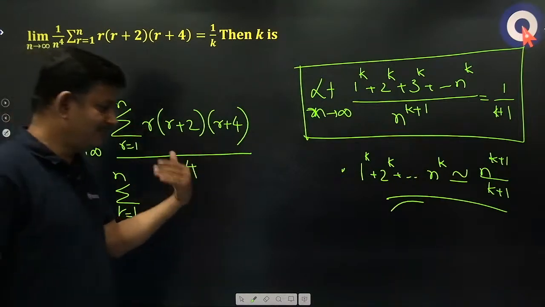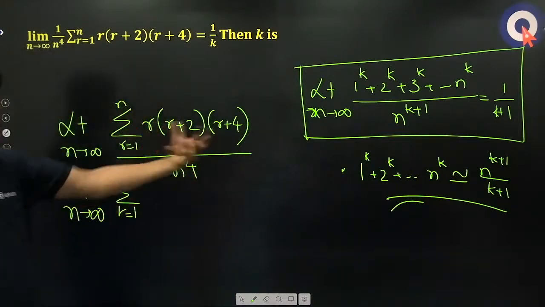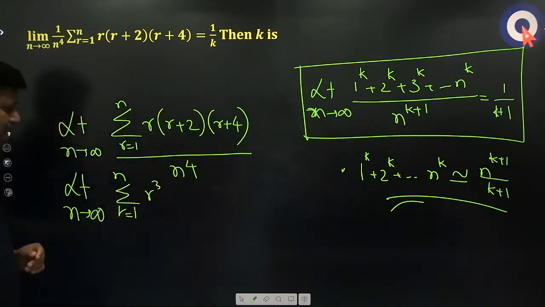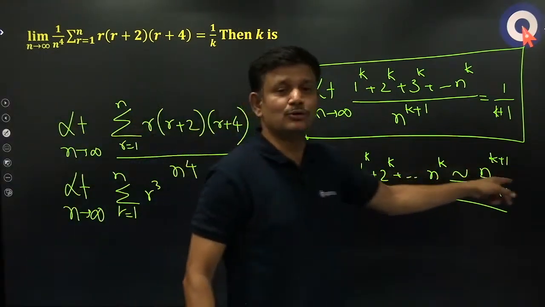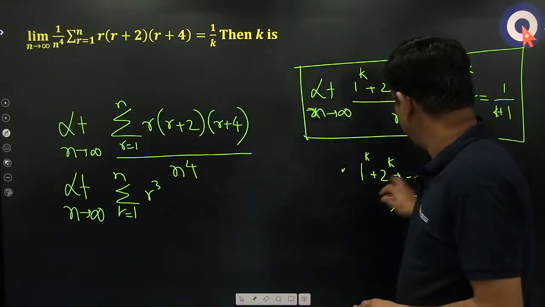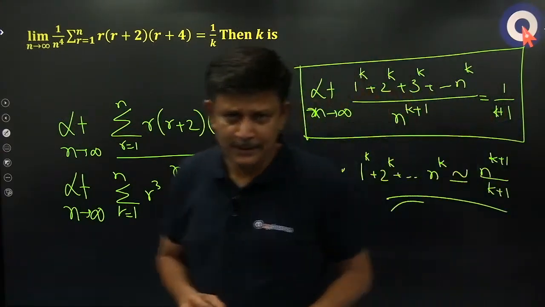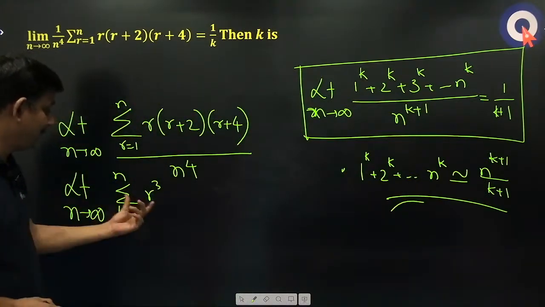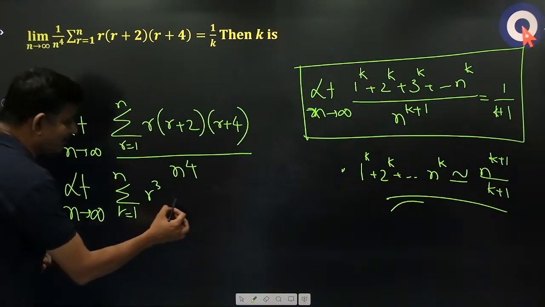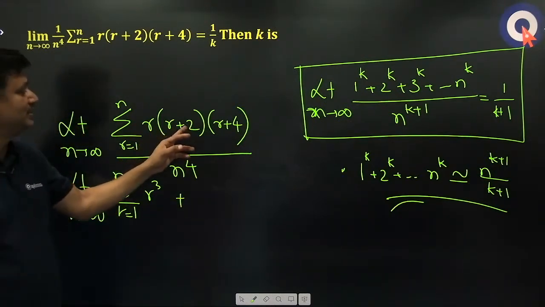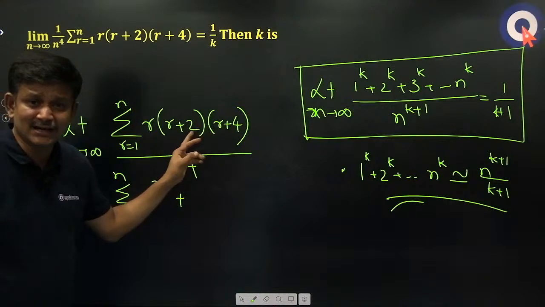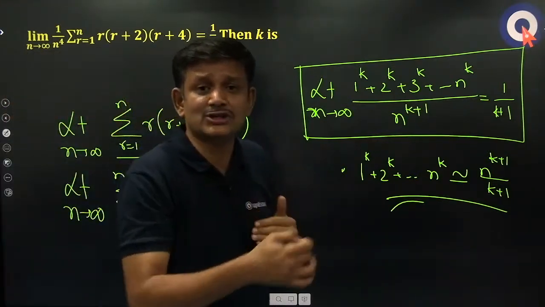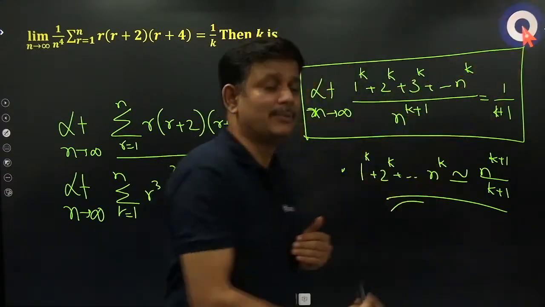Or otherwise, before even doing the simplification, try to understand the nature of this question. What do you have here? r cube. Sigma r cube will be equal to n power 4 by 4. Its degree is what? It is equivalent to n power 4 by 4. Plus, after that, what will remain? 6r square. Sigma r square will be equal to n cube.